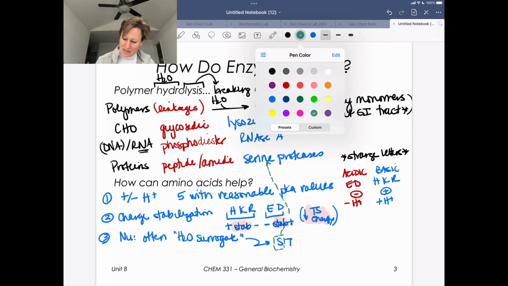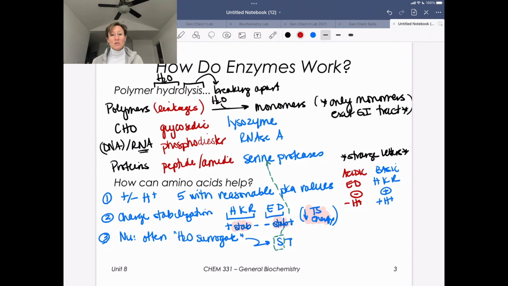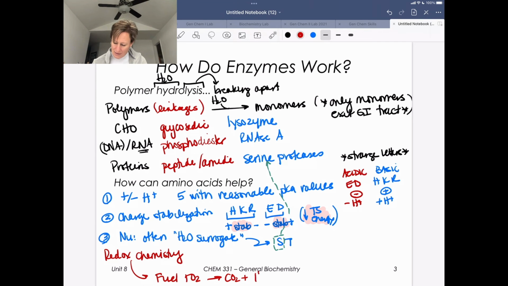And then the last thing to highlight here is when we think about things that we still need enzymes to do that maybe amino acids can't help with, one of the things that we're going to see a lot is redox chemistry. Remember our important fuel equation. Fuel plus oxygen goes to carbon dioxide, water, and energy. That's oxidation of our fuel. We're gathering and harnessing those electrons. These are things that amino acids cannot help with. They don't have the ability to participate in redox chemistry.